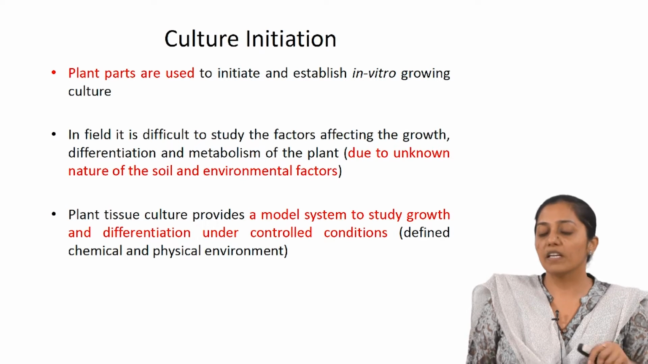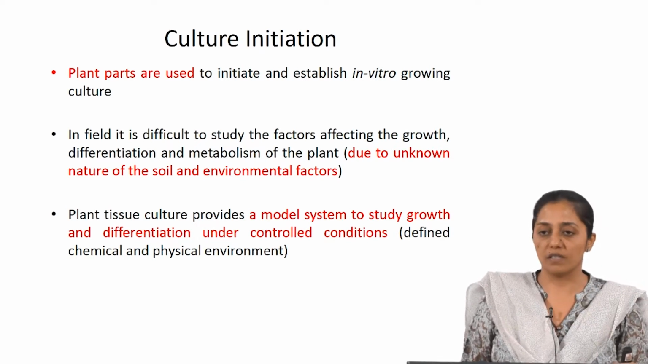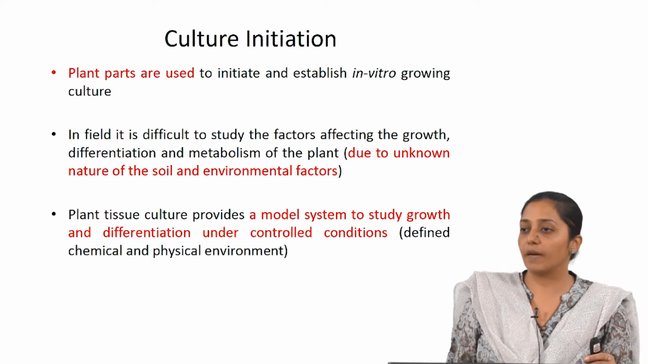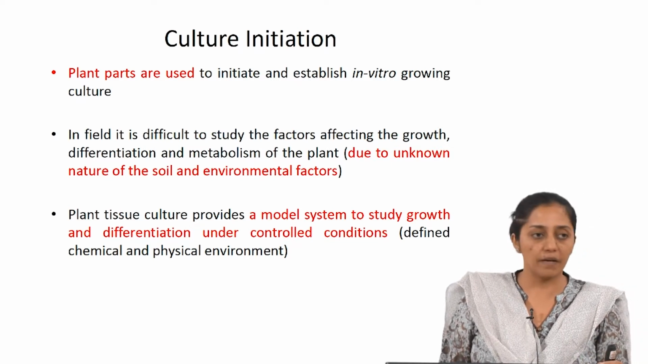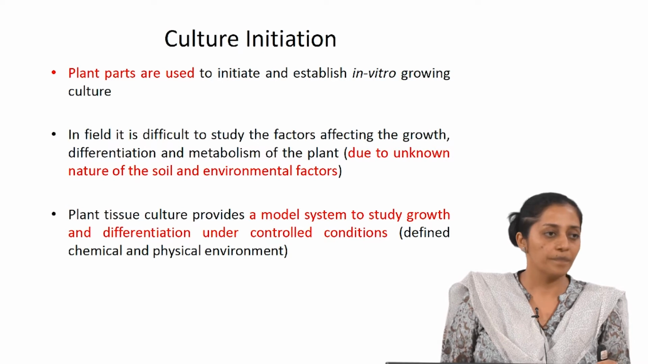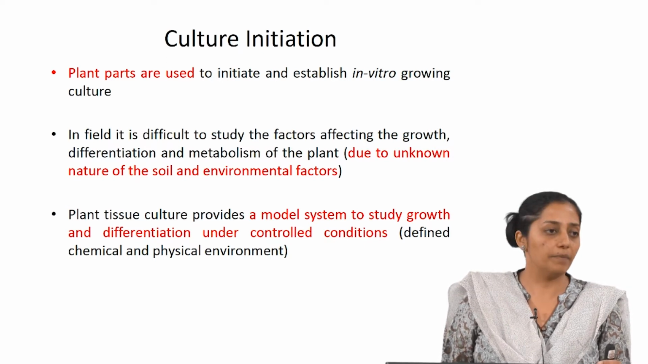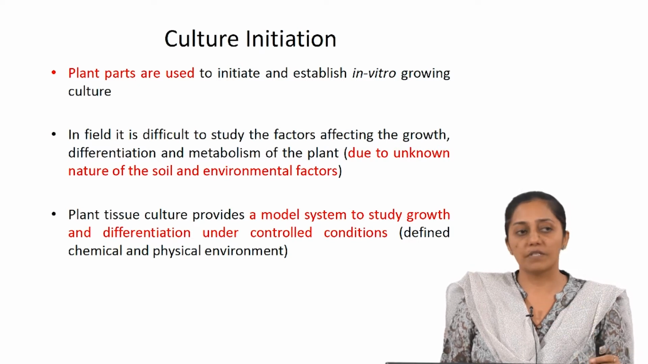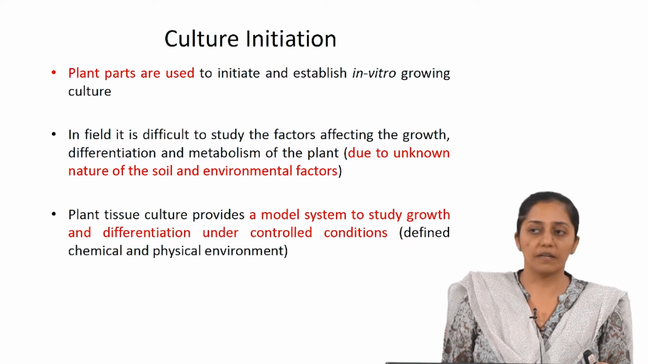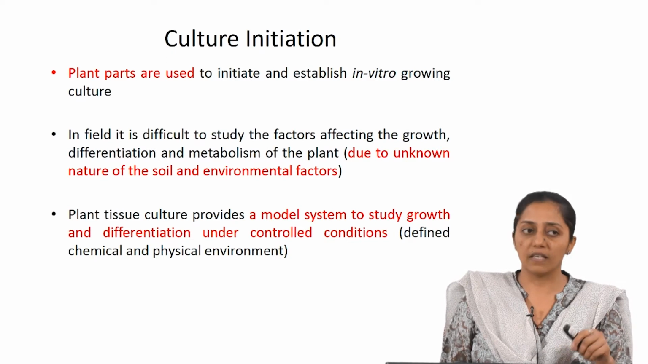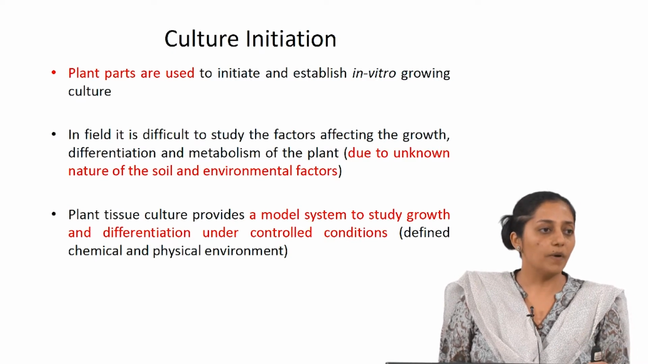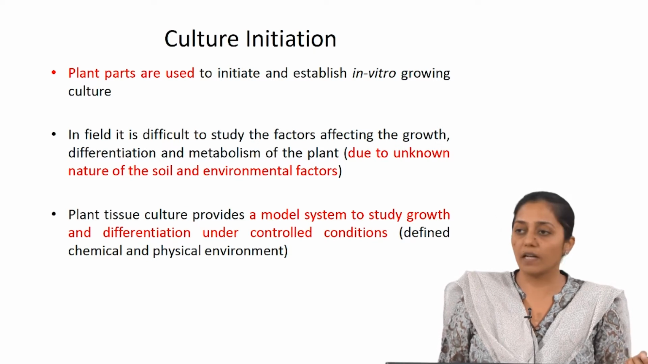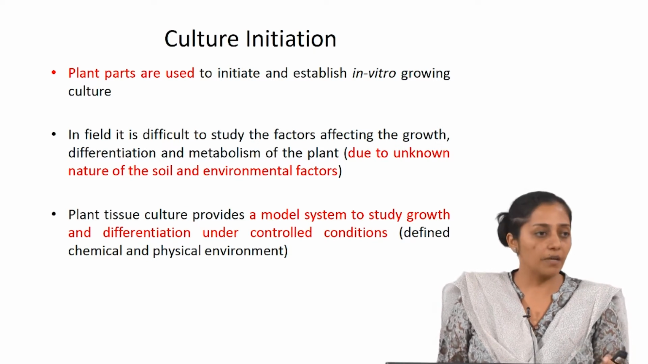So why do you think in vitro plant cell culture or tissue culture can be of use? Because they can act as model systems to study the effect of various environmental parameters on plant physiology and its growth and development. Under in vitro conditions, which are controlled environmental conditions, you can study each factor at a time, while in whole plants under natural conditions, the soil conditions or environmental parameters are not under control.